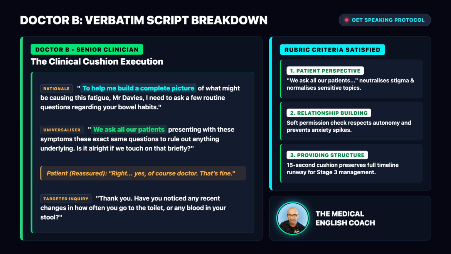Notice how opening with "to help me build a complete picture" justifies the shift, while "we ask all our patients" completely neutralizes health anxiety before it takes root. That is the exact 5-word pivot that keeps the interlocutor calm, ensuring your timeline keeps moving without a single hitch.